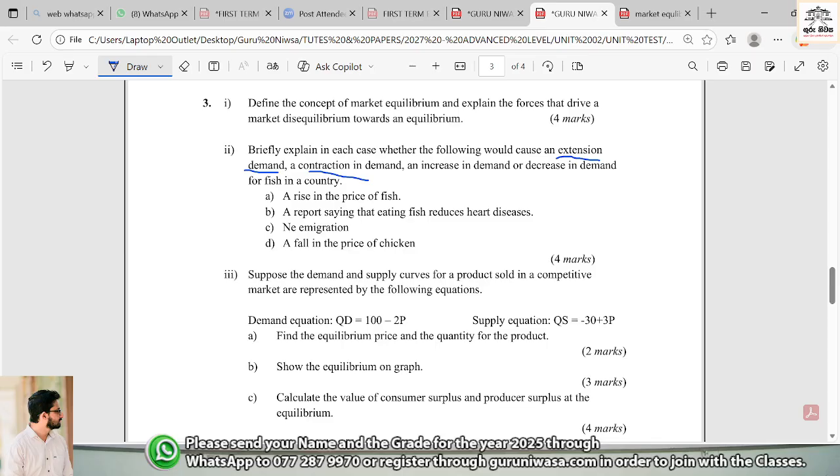D, a fall in the price of chicken. The price of chicken is another factor. These are the prices of substitutes. Dipna, does it belong to change in quantity demanded or change in demand? Change in demand.